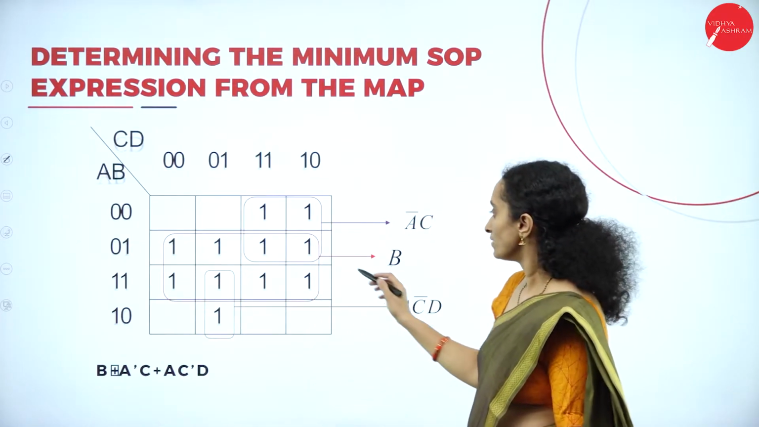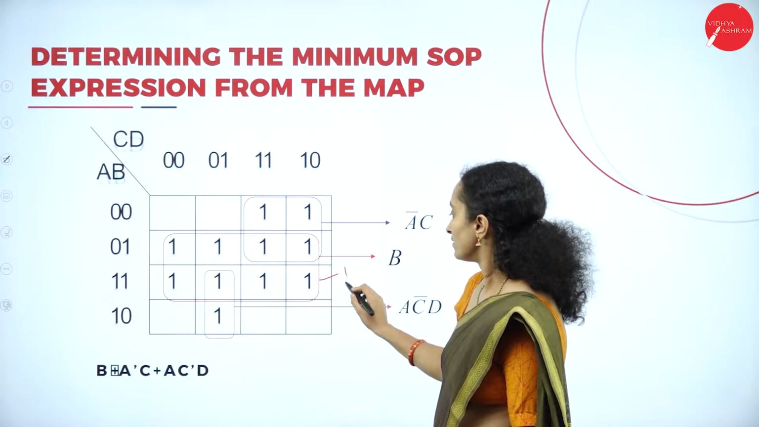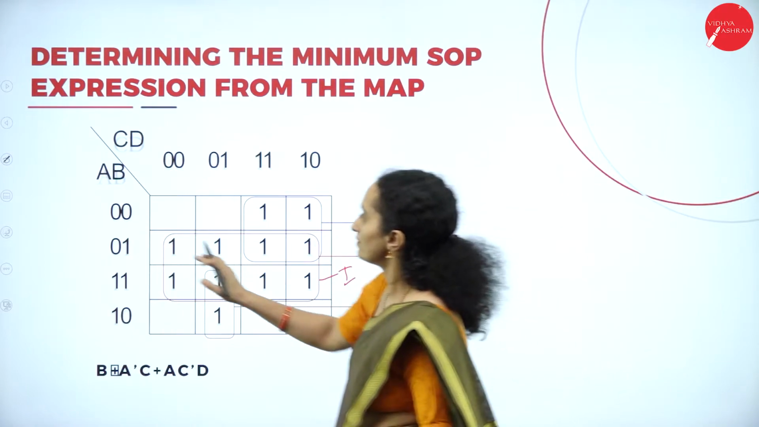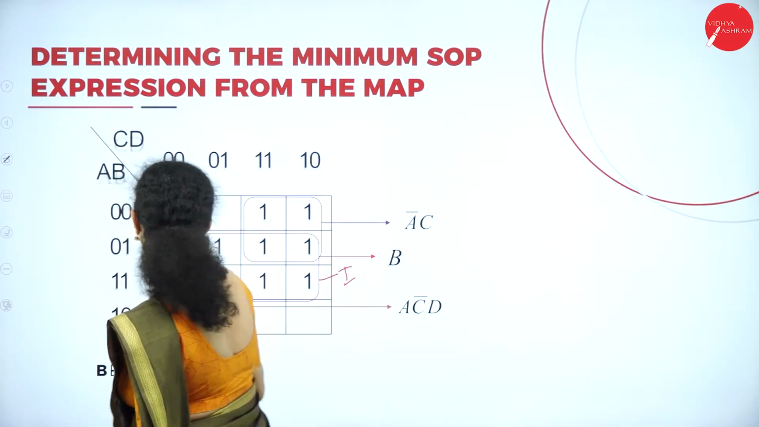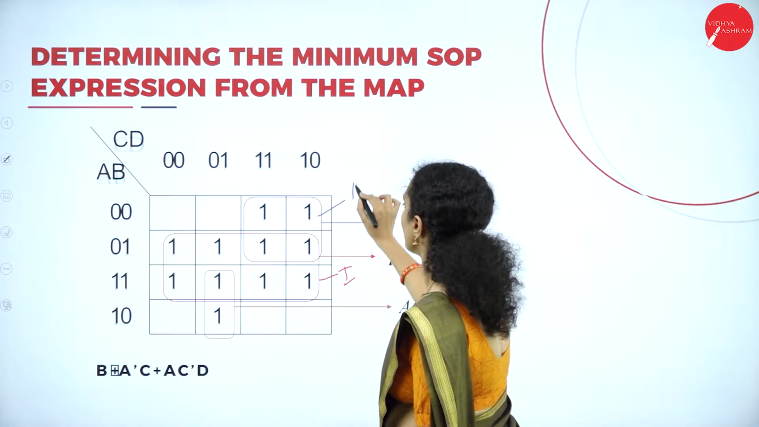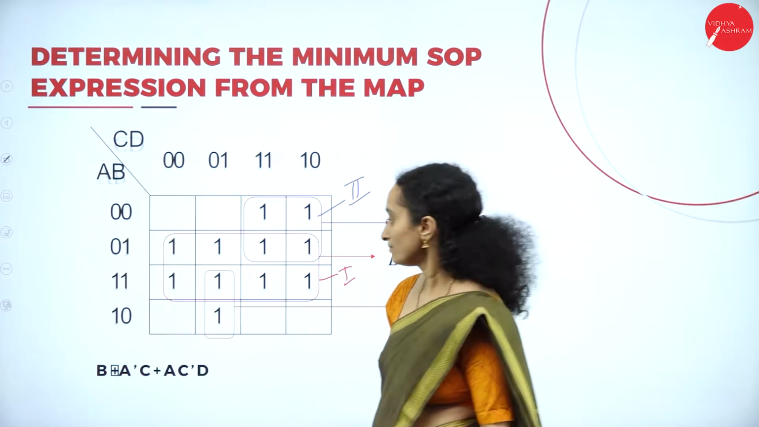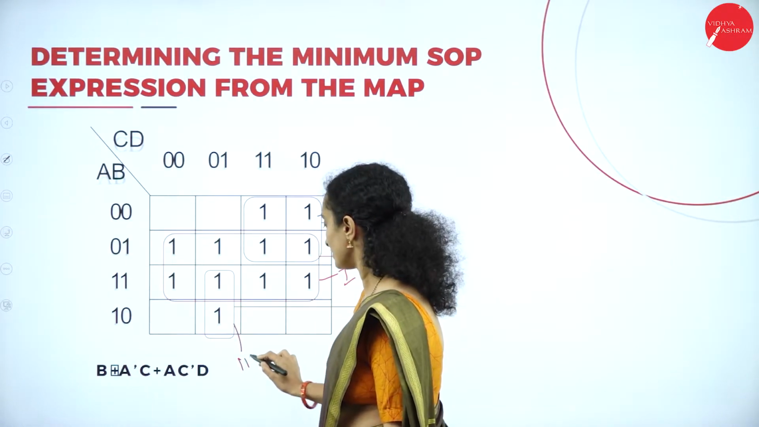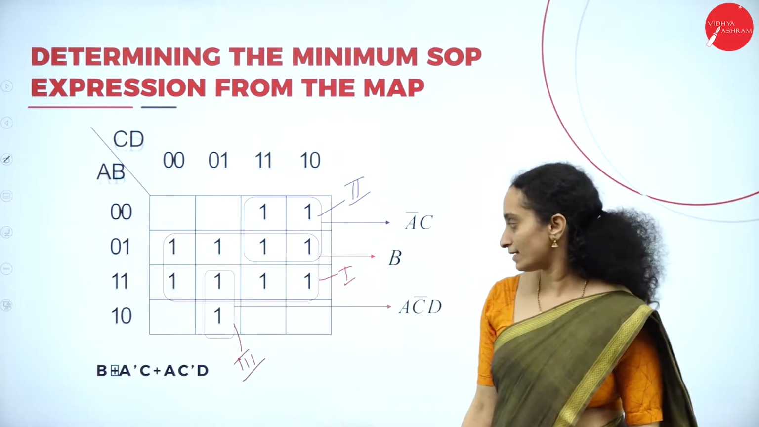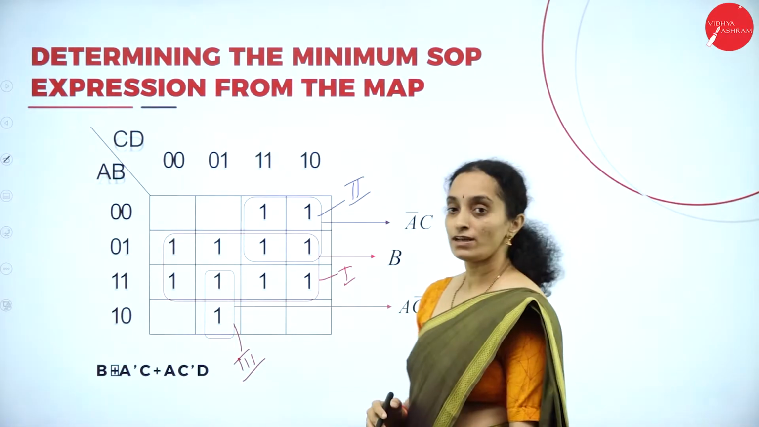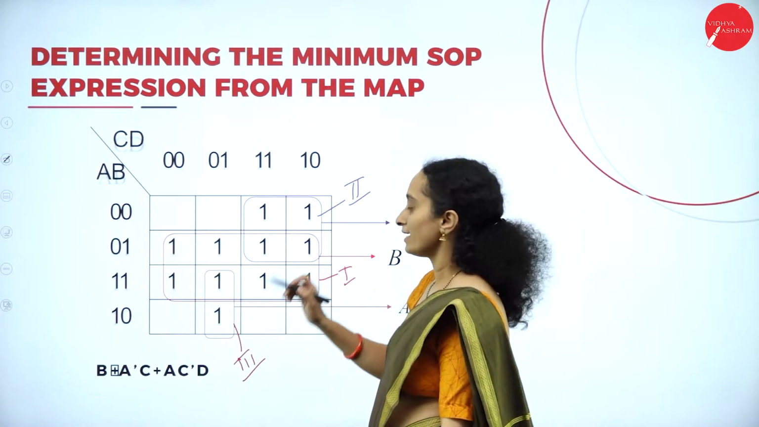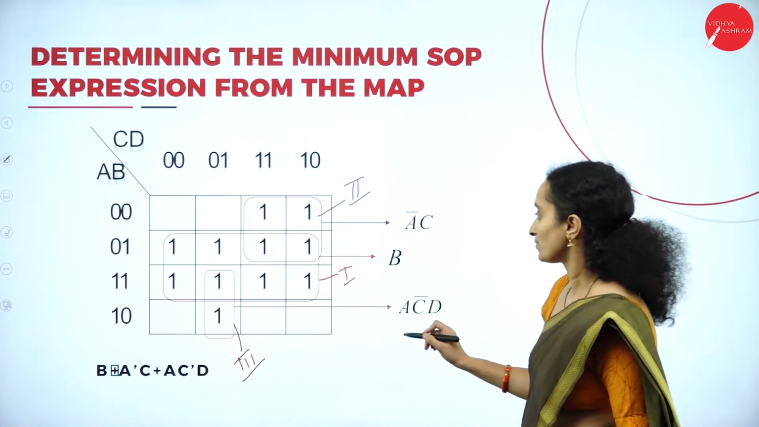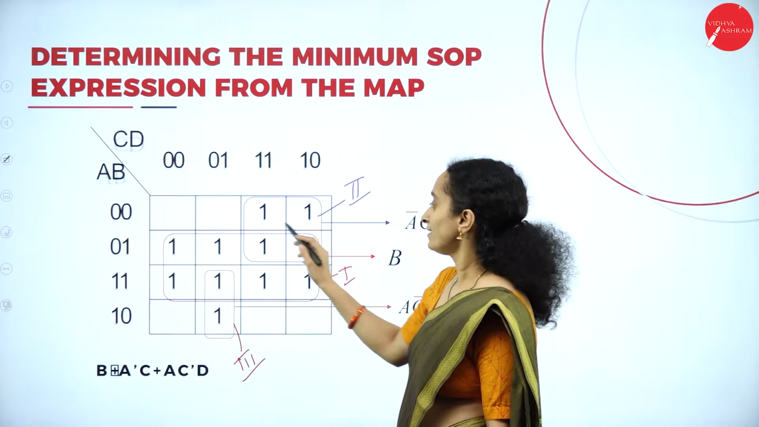Now, we have the groups. This is group 1. This is group 2. And this is group 3 you can have. When you simplify this, let's take the first group. First group has 8 ones.